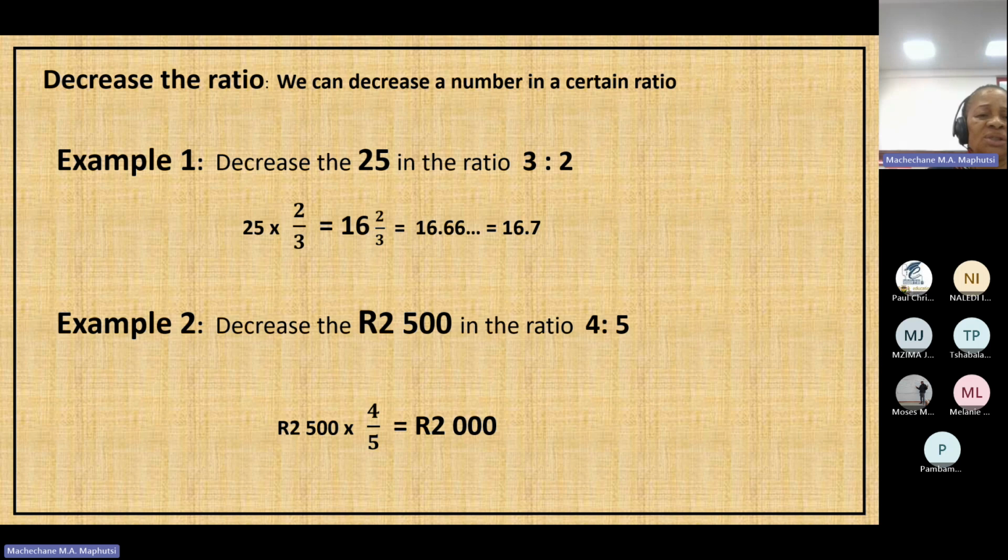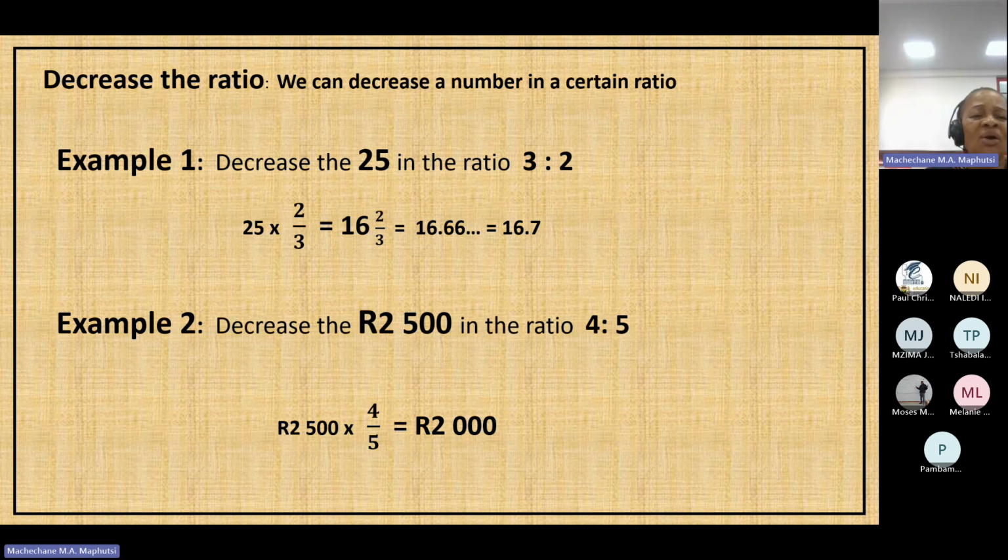2/3, which equals 16.6 recurring. Finally, if you correct it to one decimal place, you'll get 16.7. Then let's look at the second example.